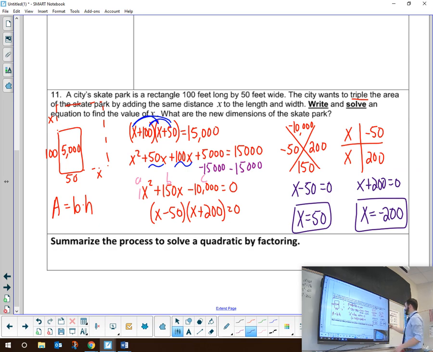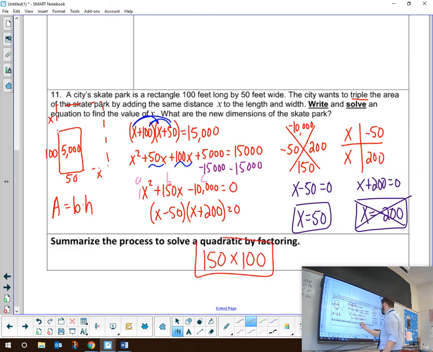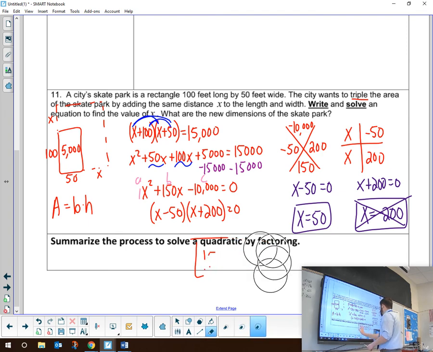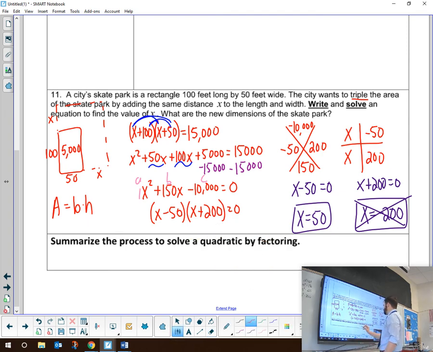And now we think, okay, which one of these can I add to make my new dimensions? Well, I can't add a negative 200. That's not a dimension. That's not a distance. So that's not true. So now I need to add 50 to both sides. So what are my new dimensions of the skate park? Well, if I add 50 to this side, my new dimensions are going to be 150 feet by 100 feet.